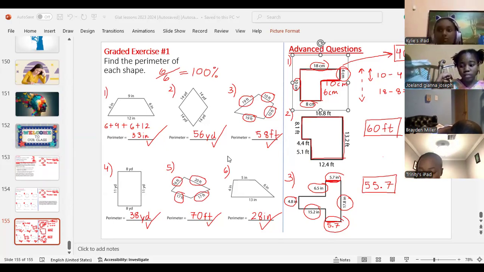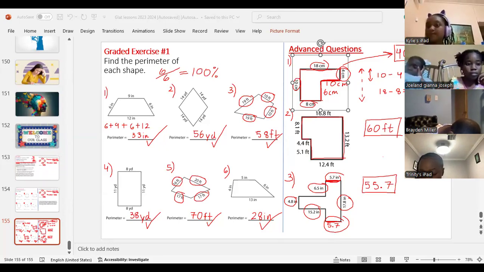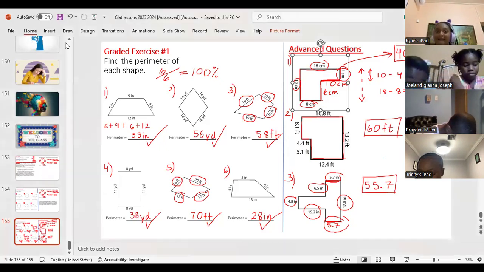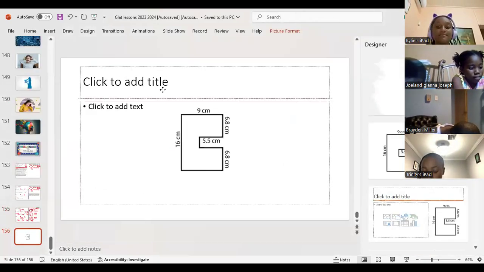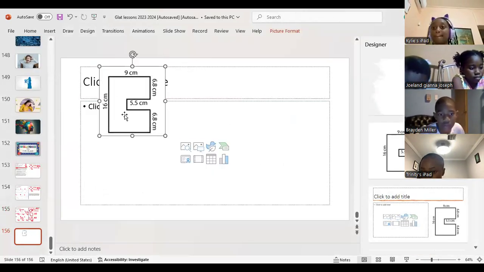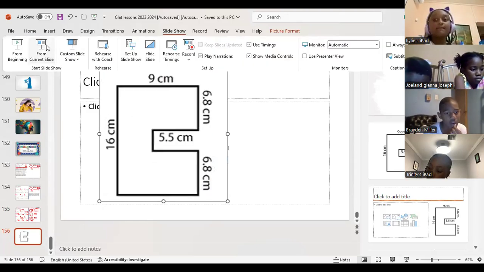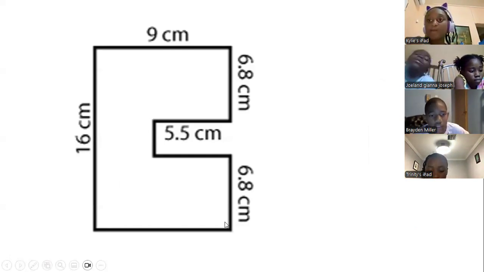All right. In fact, this is your ticket out. If you get it right, you could go. If you get it wrong, you have to stay. So don't tell me out loud. Just put the answers inside the chat. All right. So find the perimeter of this. You don't have to draw the picture. Just find the perimeter.